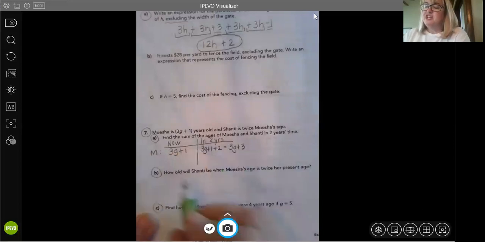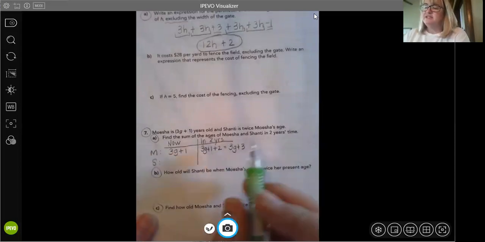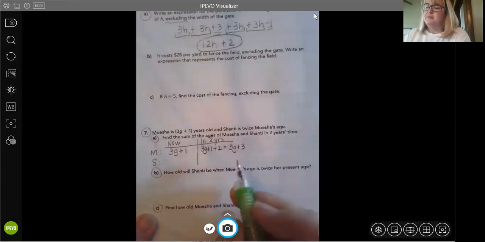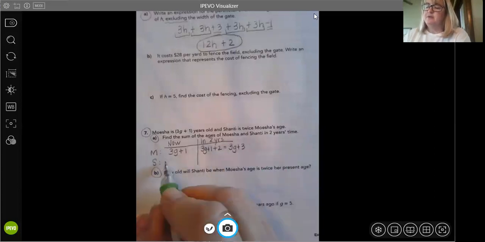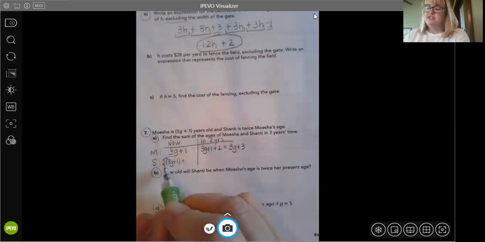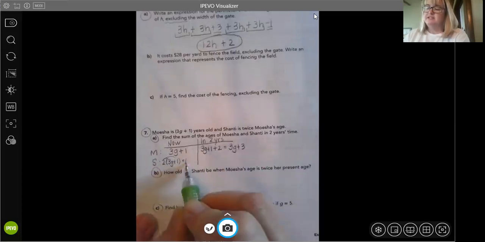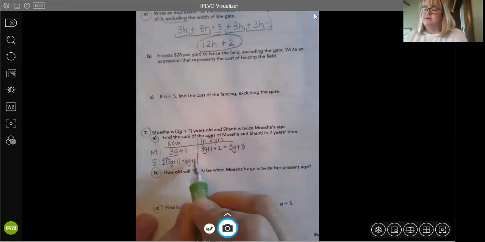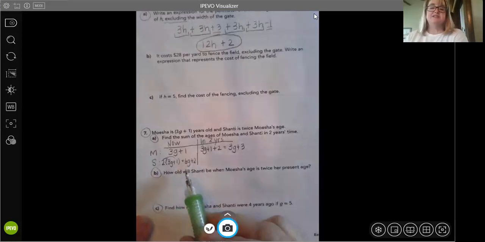Okay, then we have Shanti. Shanti is twice Moesha's age. So we've got to multiply Moesha's age times 2. Now remember, Moesha's age, 3G plus 1, is a grouping. It goes together. It represents her one age. And so Shanti is twice as much. So when I multiply 2 times Moesha's age, I've got to distribute that 2. So we've got 2 times 3G is 6G, plus 2 times 1 is 2. So now Shanti's age is 6G plus 2.